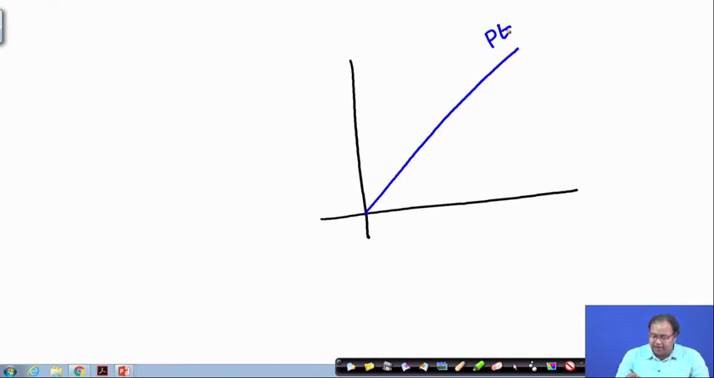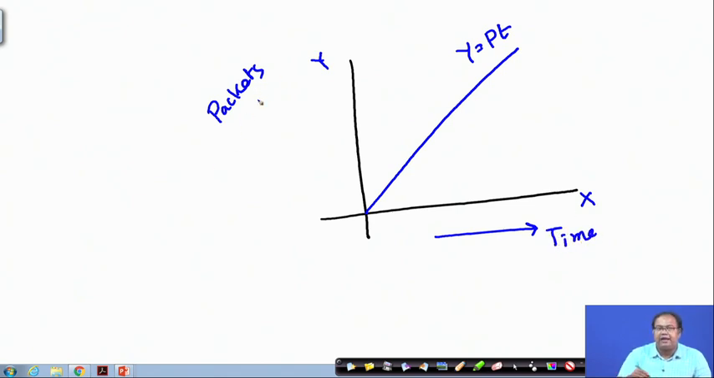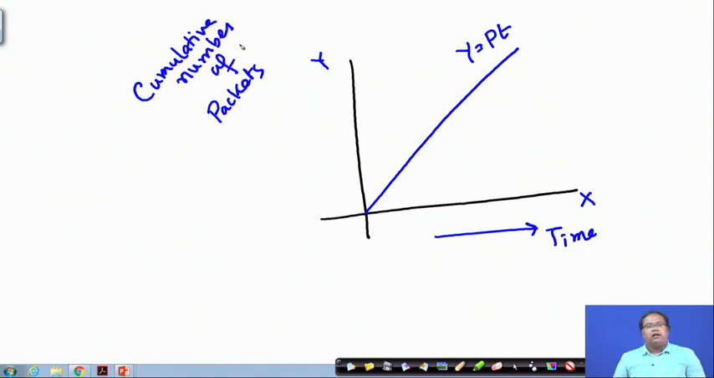We had PT as the incoming packet rate. So, you can just write it as y equal to PT on the y axis. The y axis is denoting packets that have been received, and the x axis is denoting time, and this is the cumulative number of packets that you are receiving with respect to time. So, this is y equal to PT.